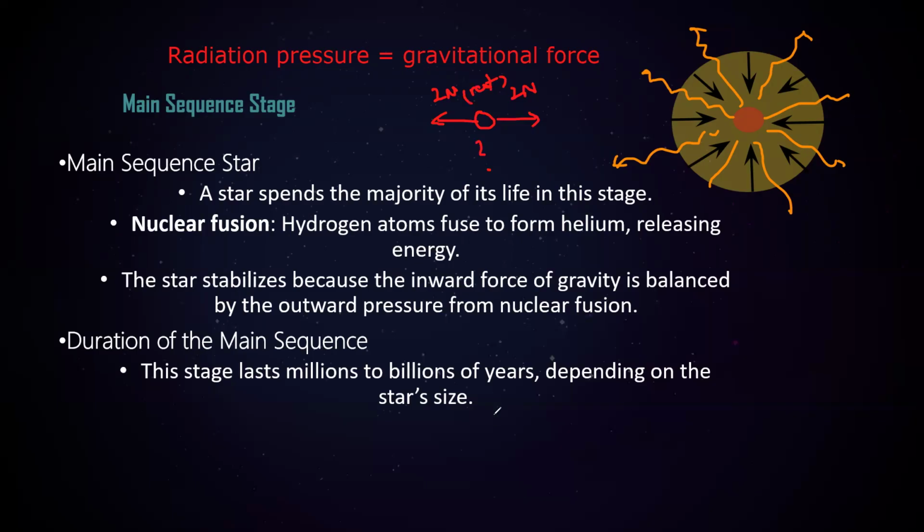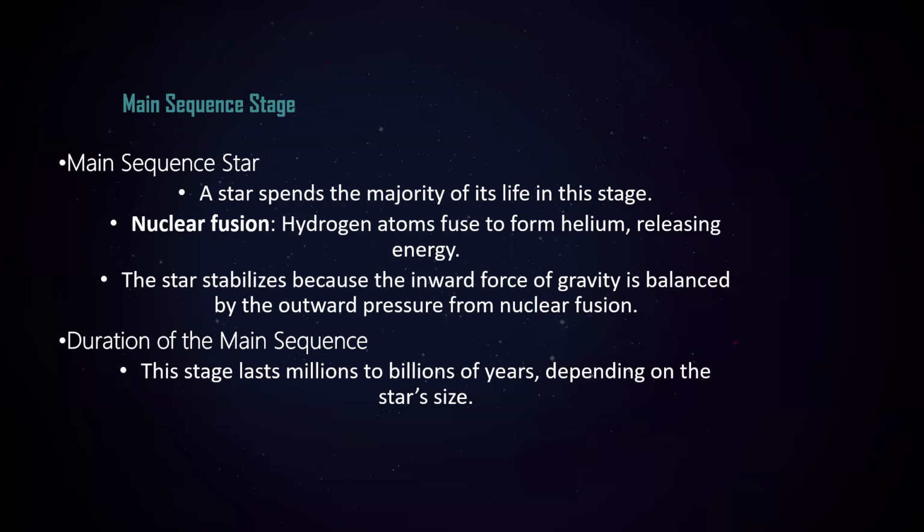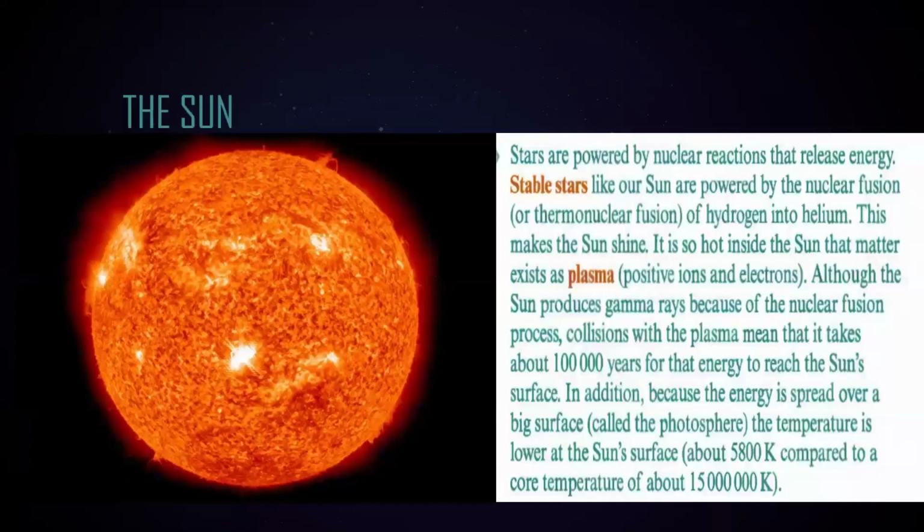Yes, you can also say thermal pressure or radiation pressure. I use radiation pressure because it's the scientific term normally used, but it's fine if you use thermal pressure. So what actually happens is that the pressure of the radiation balances the force of gravity. So the star does not change its size, and we call that a main sequence star.